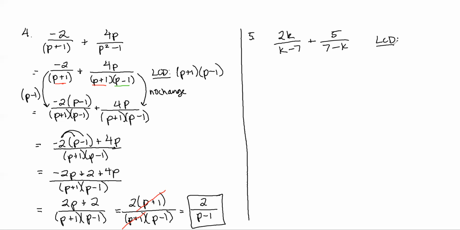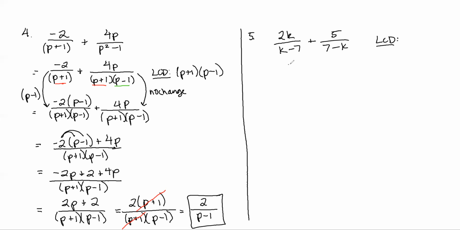So there's nothing we can do to factor these denominators. But one thing I do want you to notice is the denominators already look pretty similar, but they are not the same. So what is the relationship between k minus 7 and 7 minus k? These are opposites. If you remember, when you cancel out opposites, you get -1.